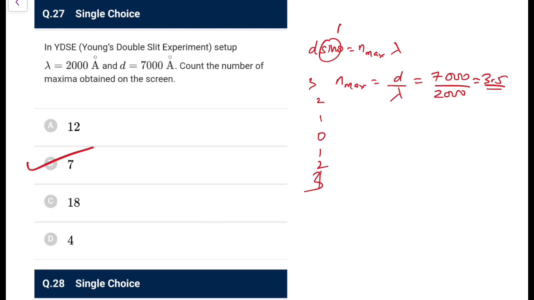And if the question asks minima, for minima you won't count 3.5. It is a minima, but it won't be there because of the 90-degree limit. So for the minima, if it is asked, it would be only 4 minima.